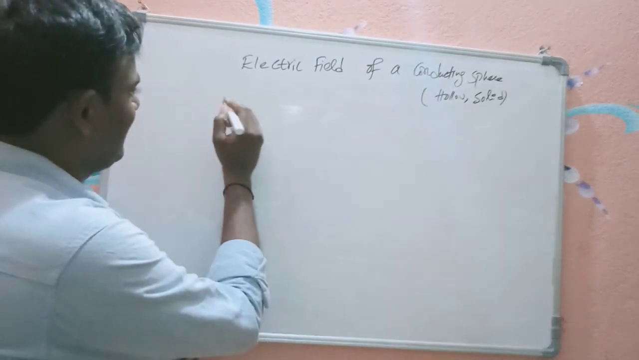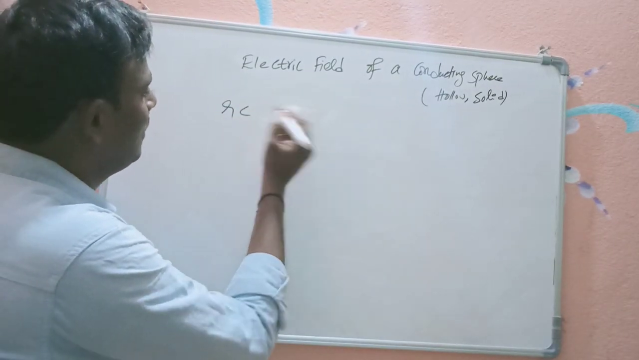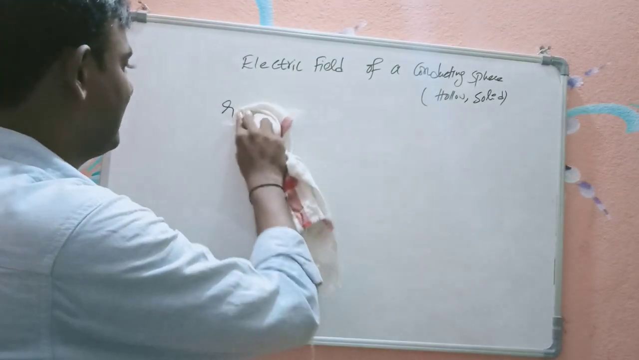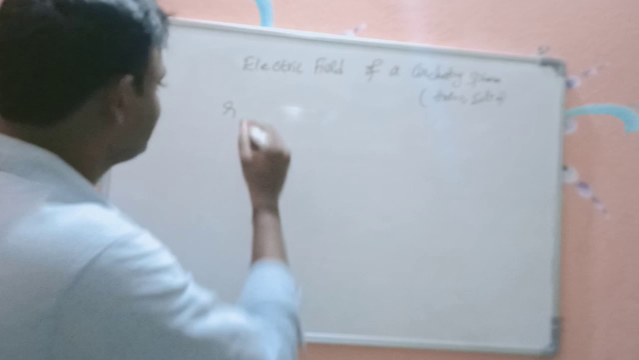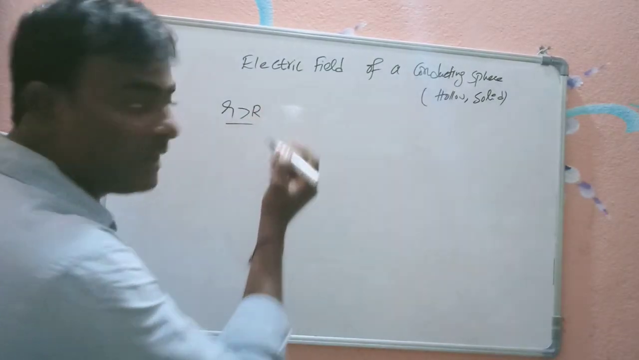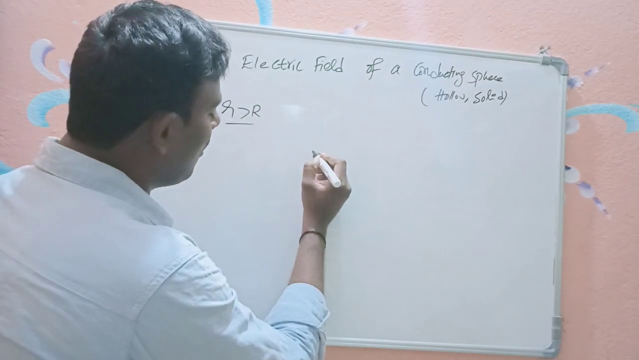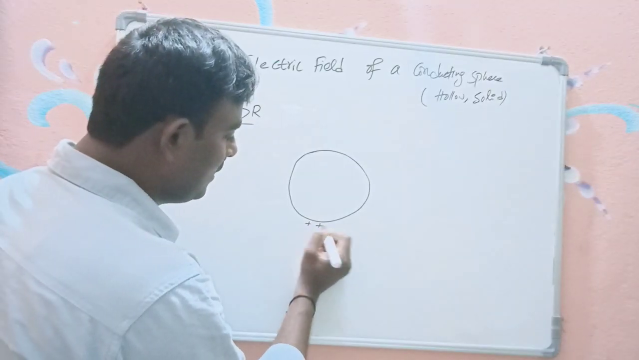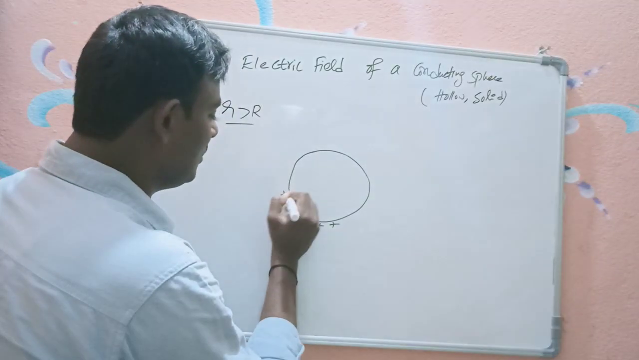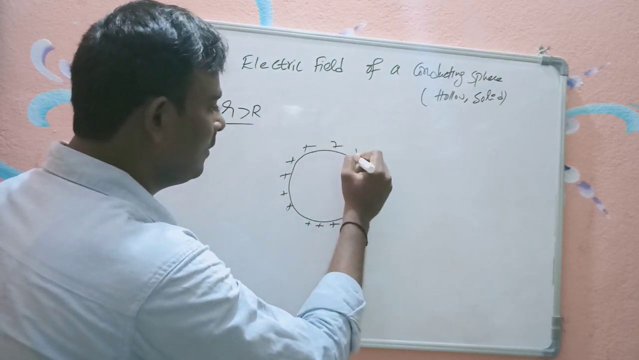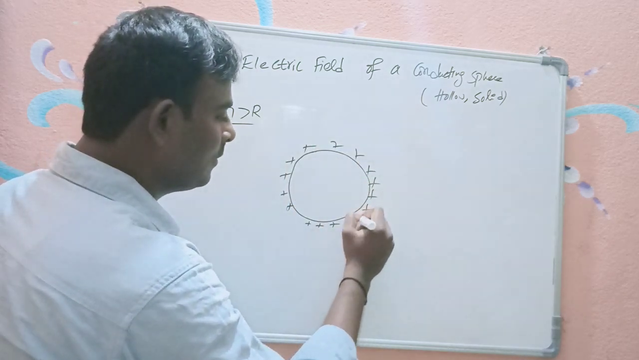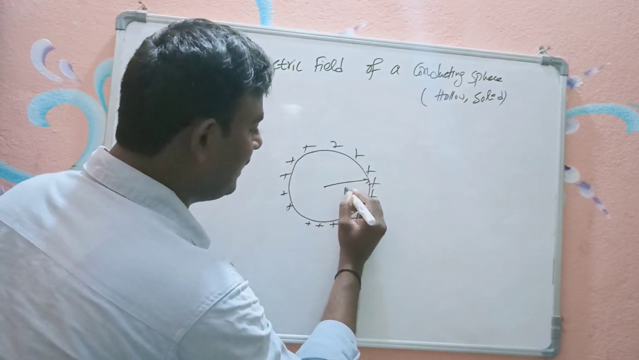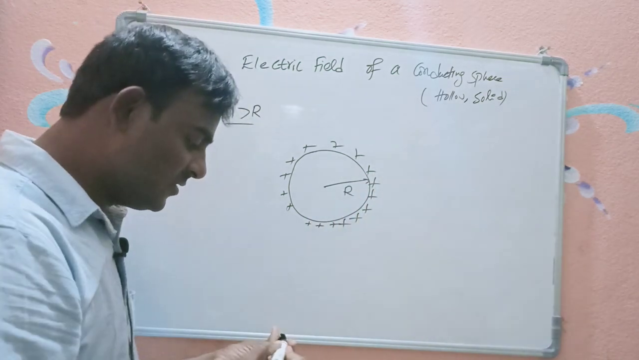So in the first case, I am considering the region r greater than capital R. Now, how can you show r greater than capital R? If this is the conducting sphere where the charge is uniformly distributed like this, what is the radius of the sphere? Capital R is nothing but the radius of the sphere.